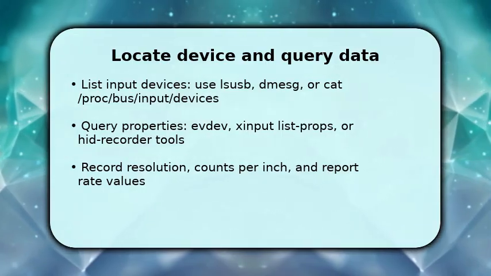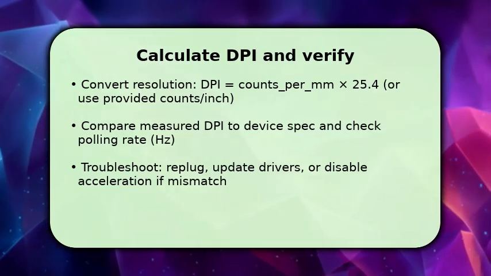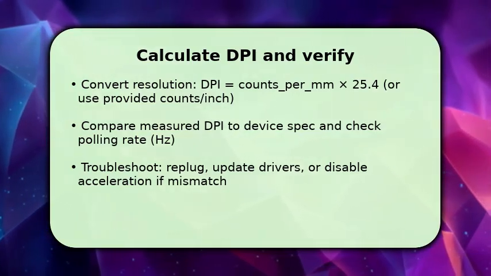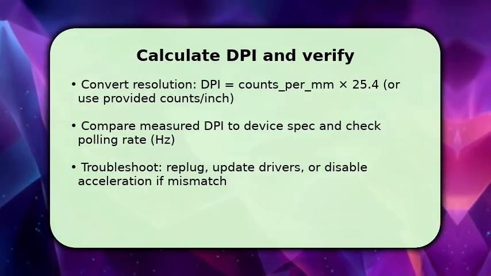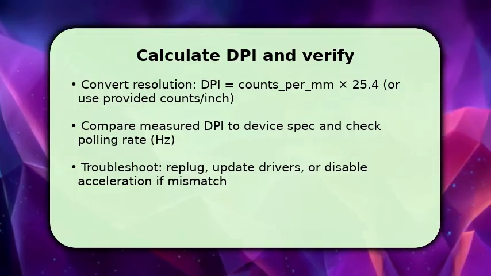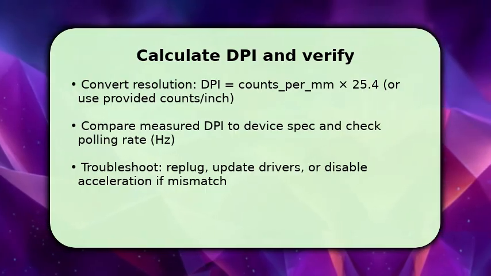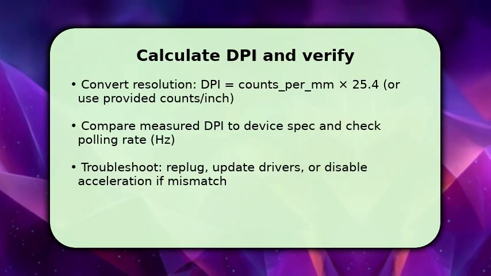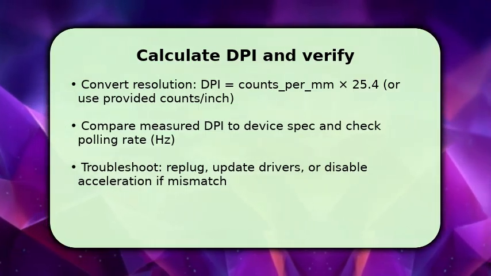You perform the conversion and verification step. Multiply counts per millimeter by 25.4 to get DPI, or use counts per inch directly when available. Then compare the calculated DPI and polling rate to the device specifications to confirm accuracy. If values differ, make sure to rerun queries with no additional scaling, replug the device, and check for driver overrides or acceleration settings in the console.